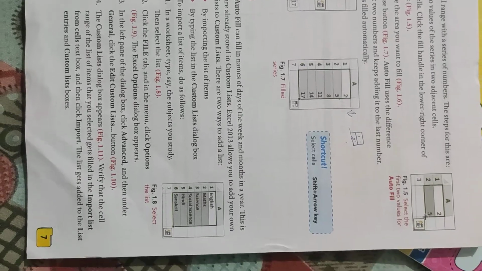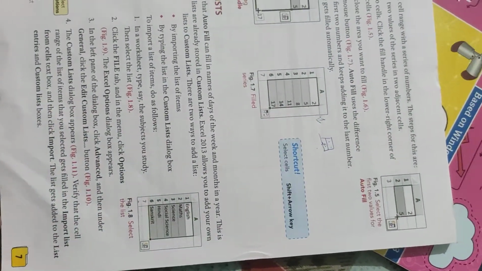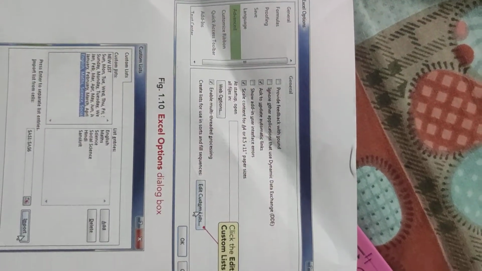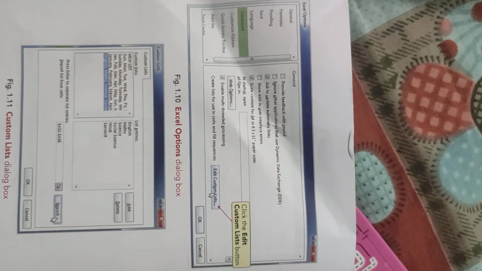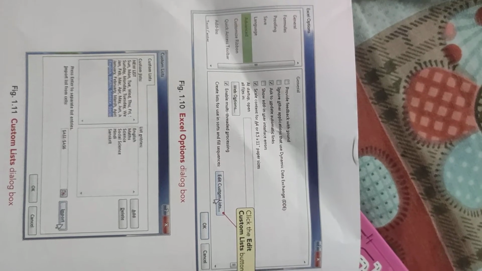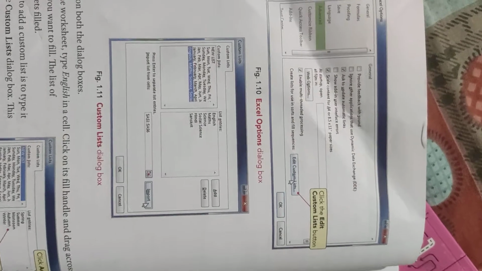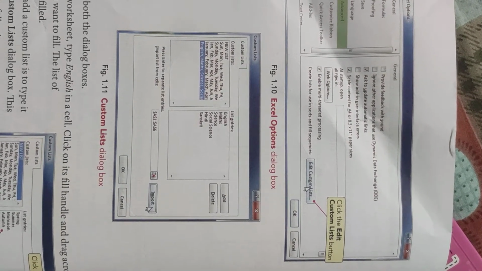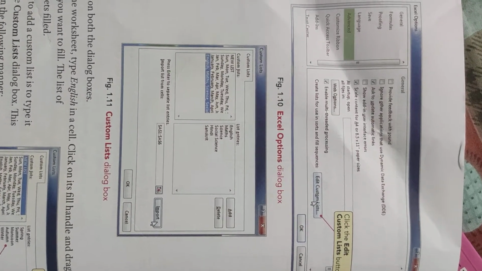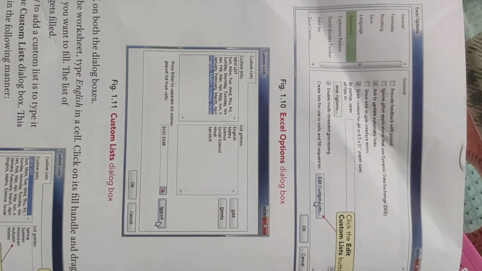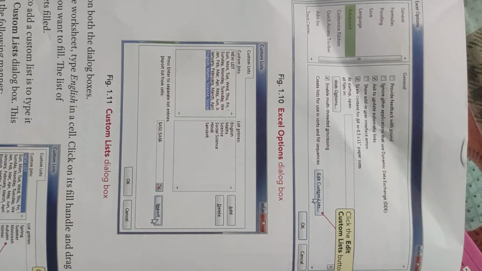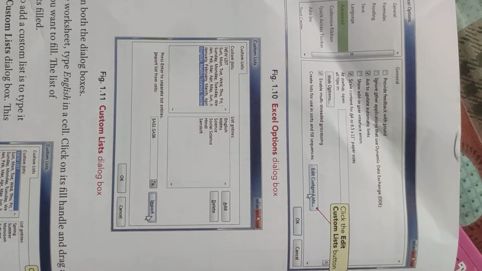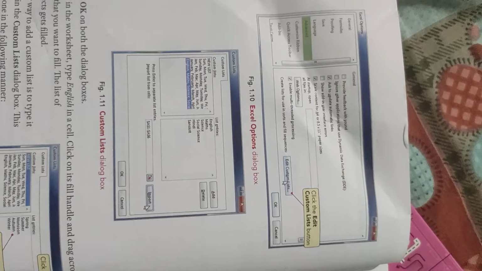After that your list will be imported. Here is a very good example, or a very good step: you have to click options, then Excel options, and after clicking that your custom list dialog box will appear when you press edit custom list. From there, if you have a set of data that you want to import, you just enter from where to where and click on import. After clicking on import your list will be imported.